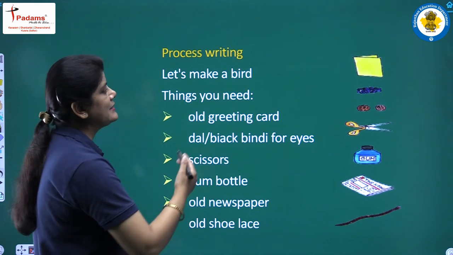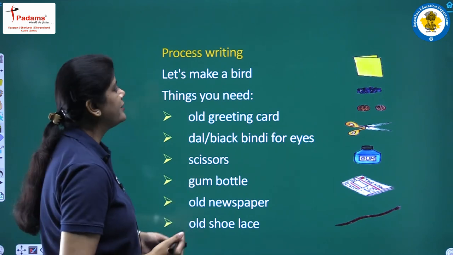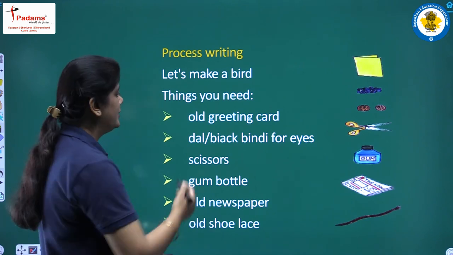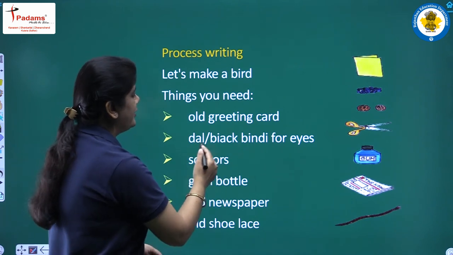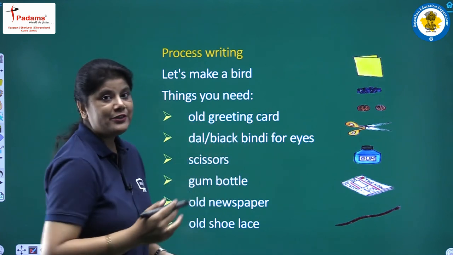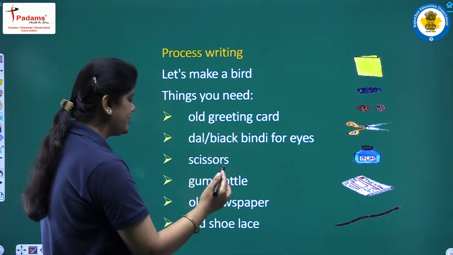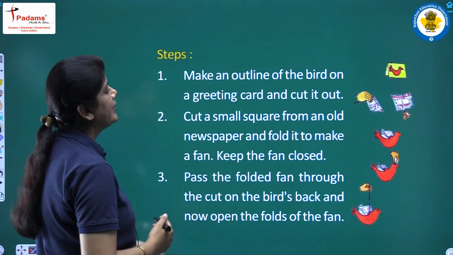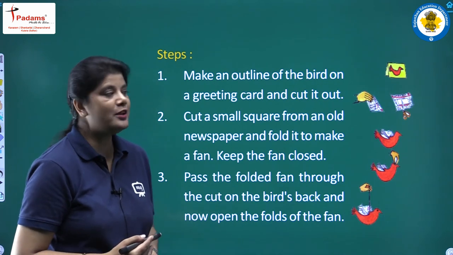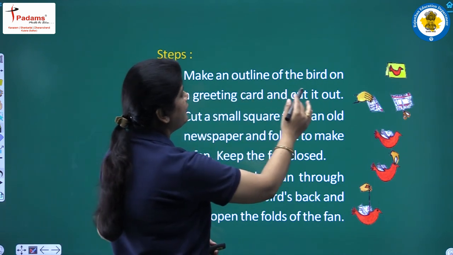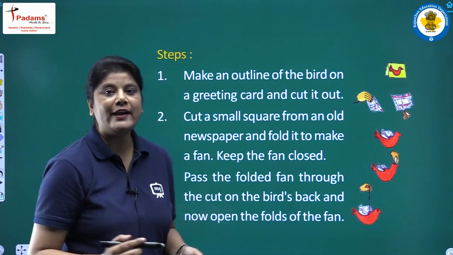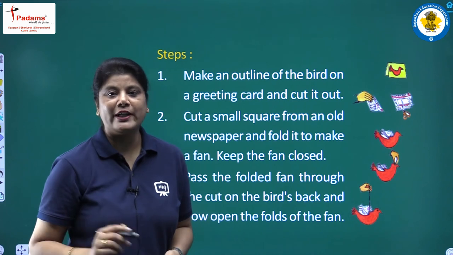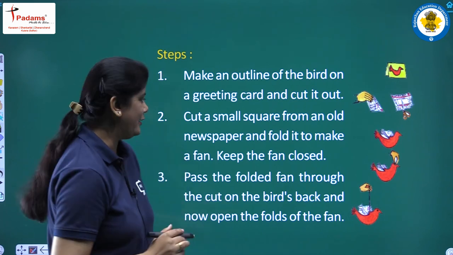Now there is an activity of making a bird. And what things do we need? Old greeting card, dal or black bindi for eyes, scissors, gum bottle, old newspaper, old shoelace. See, now what are the steps of making a bird? Make an outline of the bird on a greeting card and cut it out. We will draw the outline of a bird on an old greeting card and cut it out.